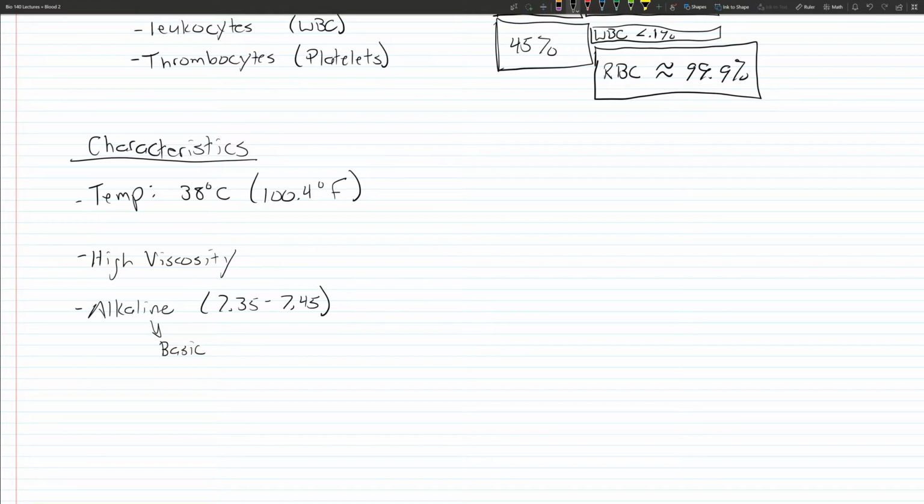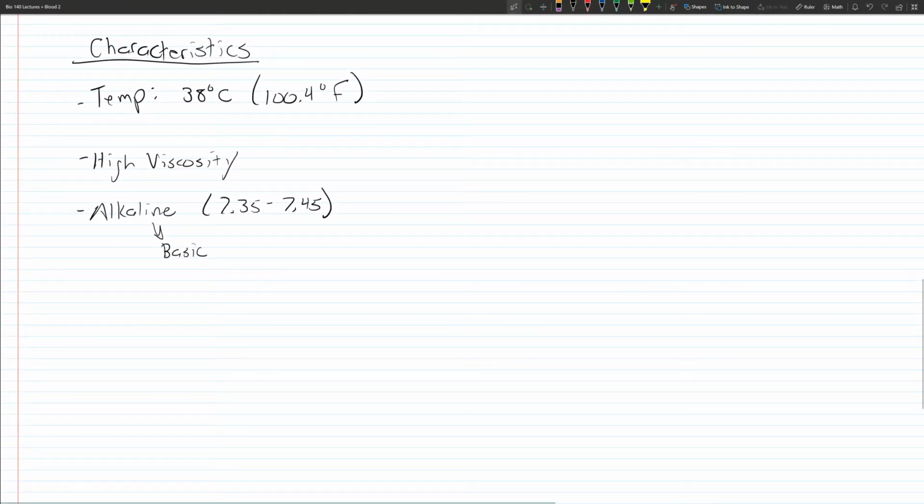Okay. Now, how much blood do we have, characteristic-wise? In males, okay, there's approximately 5 to 6 liters of blood. Okay. In females, okay, it is 4 to 5 liters.